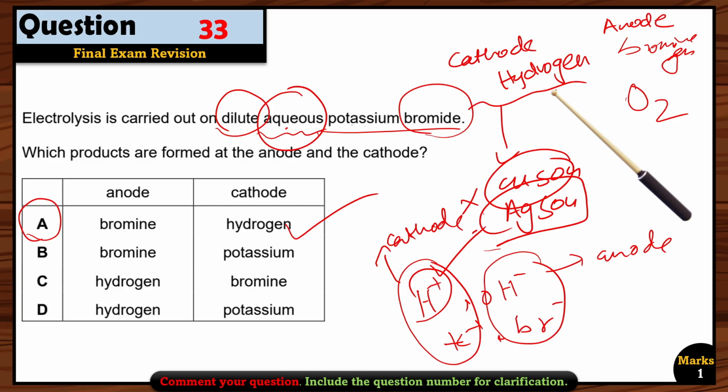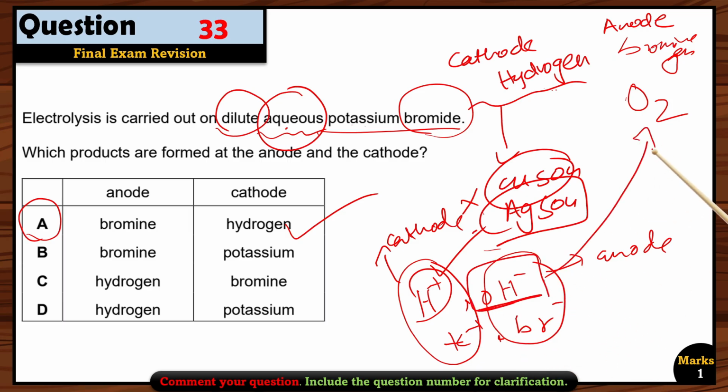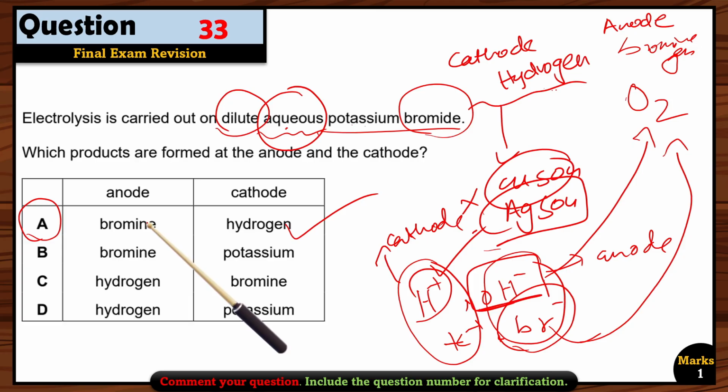Now let's come to the anode. In the presence of bromide ions or hydroxide ions, it only depends upon the concentration. If the concentration is dilute, the hydroxide ions will move towards the anode and you will get oxygen as a product. But if it is concentrated, then your own anions will move towards the anode and you will get bromine gas, or bromine solution, here. So at the anode it should be oxygen, but because we don't have any option for oxygen, bromine is the only leftover option. So option A is the right option over here.